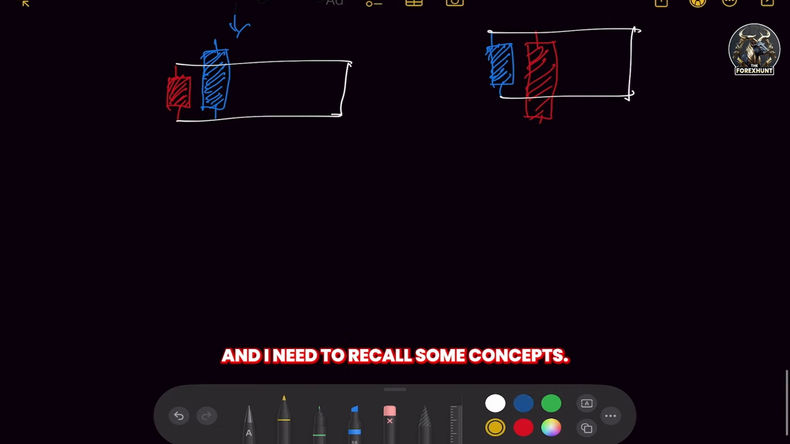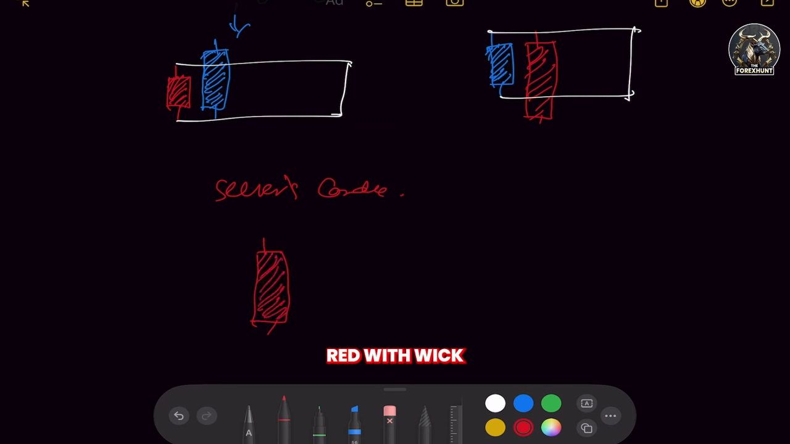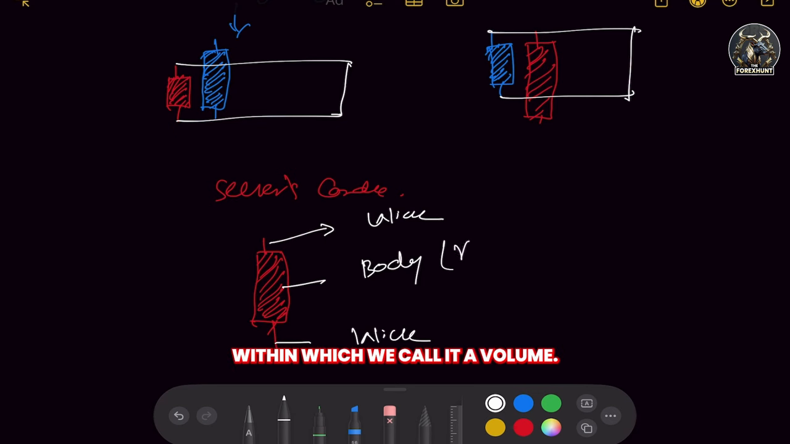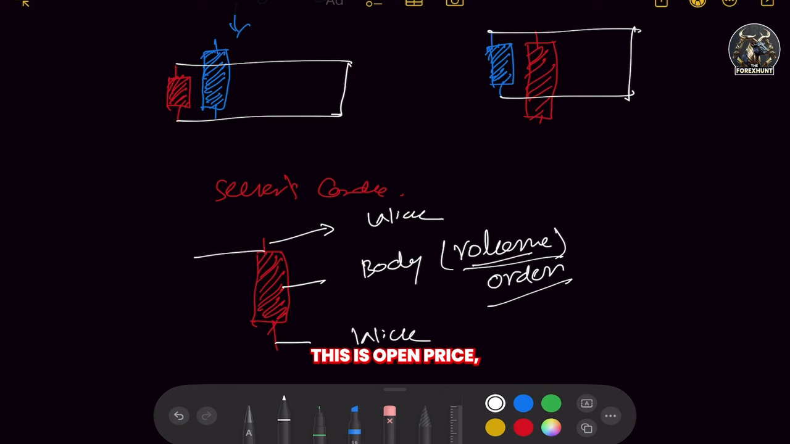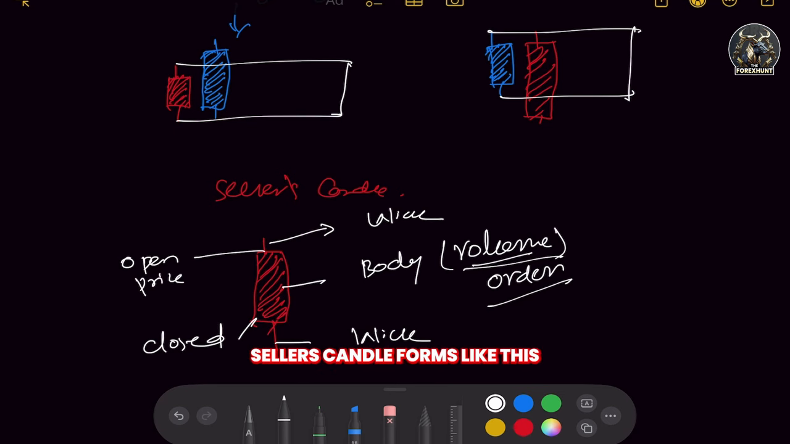And I need to recall some concepts. Let this be a seller's candle. You know, seller's candle, red candle is known as seller's candle. And the seller's candle is like this. Red with a wick. I will explain this for you. This is upper wick. Sorry, this is a wick. This is wick. Okay. This is body, within which we call it a volume. Okay. Volumes are like the orders placed at the time of forming the candle. This is open price. This is closed price. And the seller's candle forms like this.